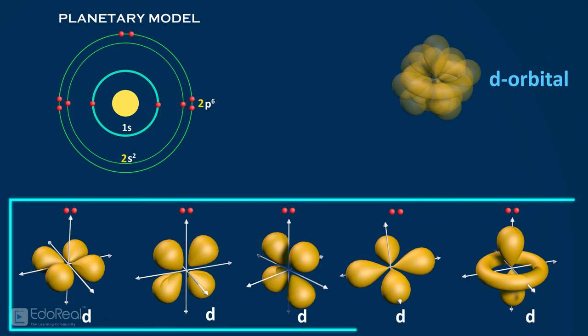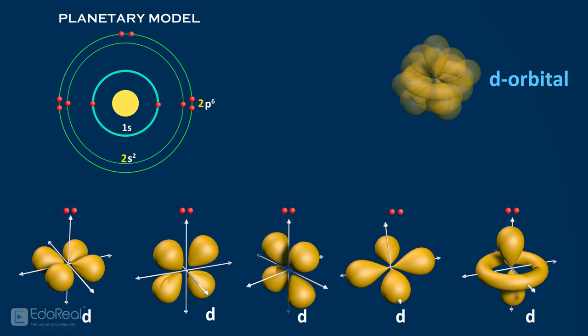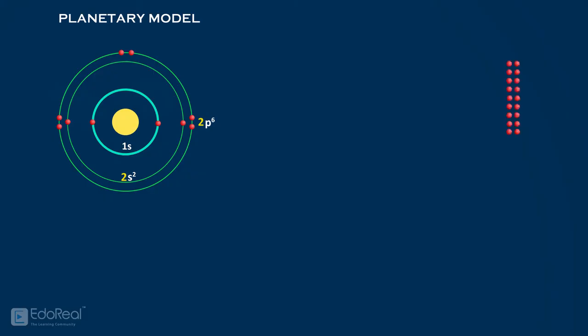The 5 spaces are oriented in different directions. We represent them with dxy, dyz, dzx, dx square minus y square, and dz square. As d orbital comprises dxy, dyz, dzx, dx square minus y square, and dz square, it is also called d subshell. As these 18 electrons cover huge space beyond 2s2, 2p6, they are represented as 3s2, 3p6, 3d10.